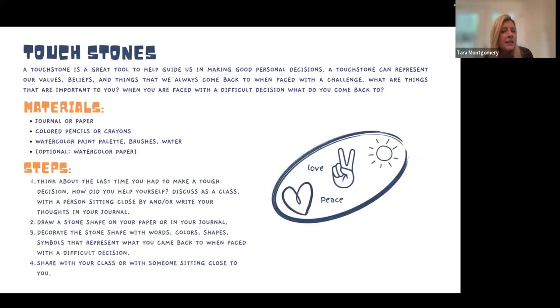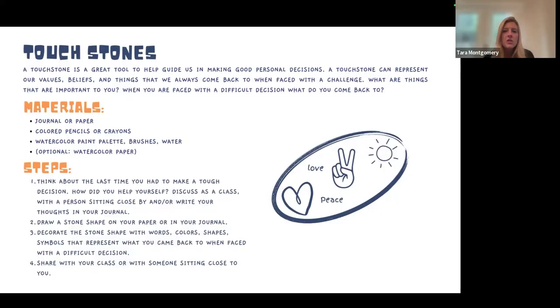So that leads us to our last activity. These are called touchstones, and they're not actually stones, more of just a representation. But a touchstone is a great tool to help guide us in making good personal decisions. A touchstone can represent our values, beliefs, and things that we always come back to when faced with a challenge. So, some questions you could ask your students before you start this. What are things that are important to you? When you are faced with a difficult decision, what do you always come back to?